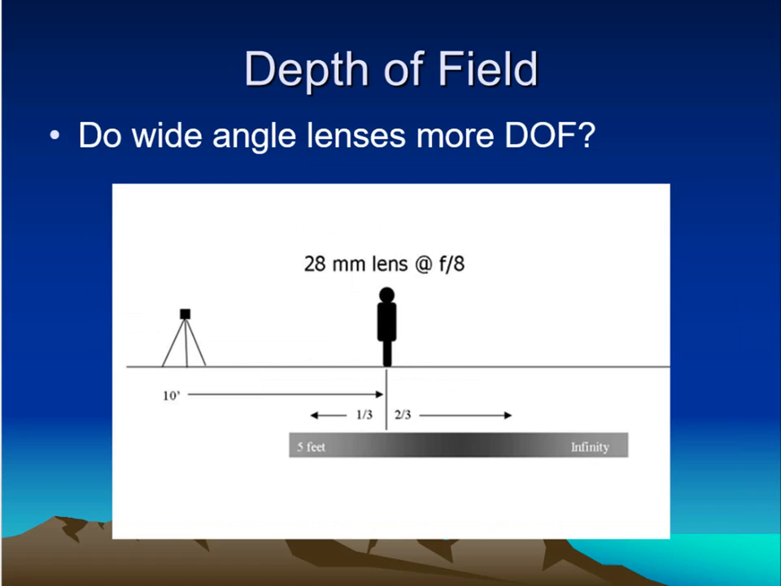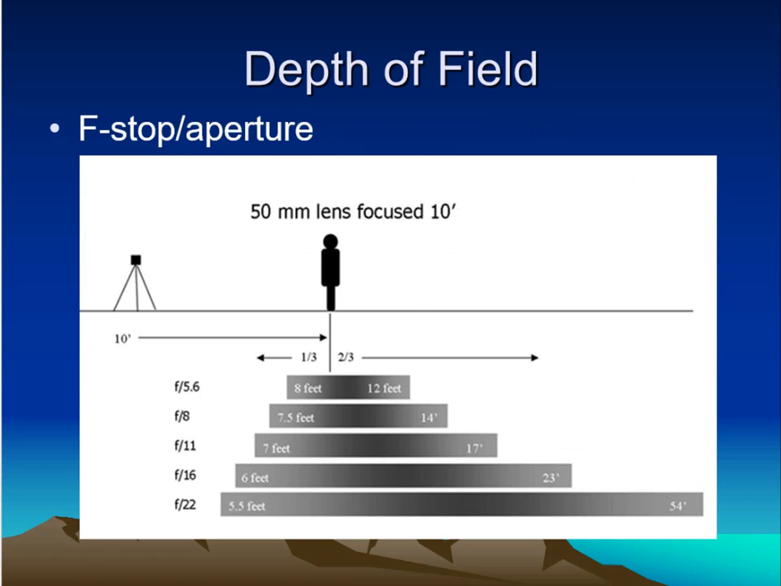It's often said that wide-angle lenses have much more depth of field than a telephoto lens. In fact, I say it all the time. Wide-angle lenses are easier to get more depth of field. So here is the same subject from the camera distance of 10 feet, but I've got a 28 millimeter lens, and you can see that my depth of field is 5 feet on the front side, all the way to infinity on the back side. So yes, a wide-angle lens can be perceived as having more depth of field.